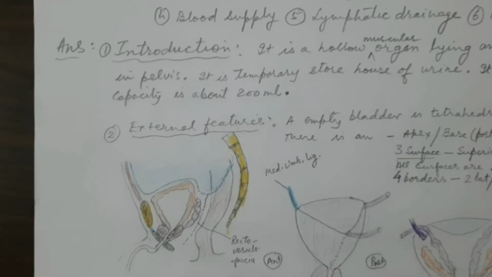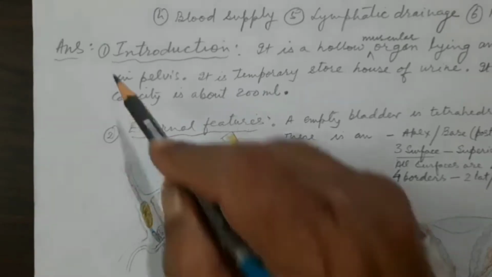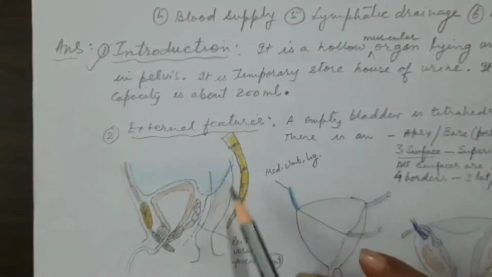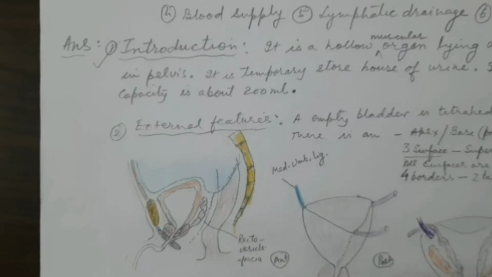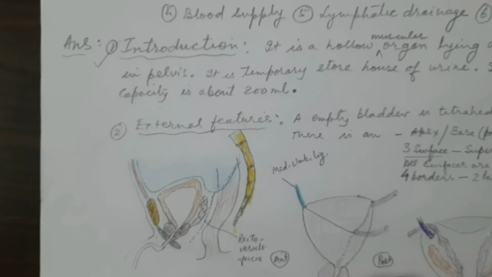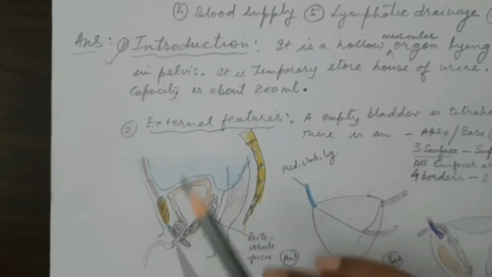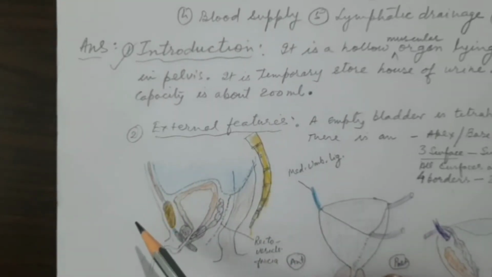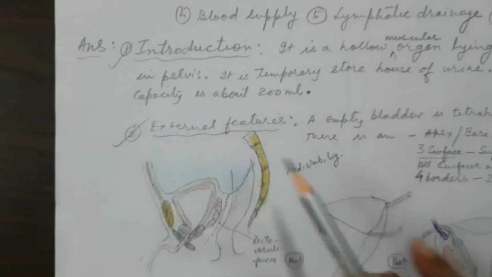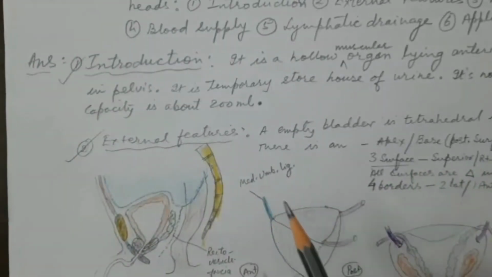Let us now come to the second point. We have covered almost the introduction of the urinary bladder, its location in the pelvic cavity and its capacities, and when you feel the desire to micturate, or when it becomes an abdominal organ, it expands towards the abdominal cavity. Now let us come to the second point, and that is the external features.